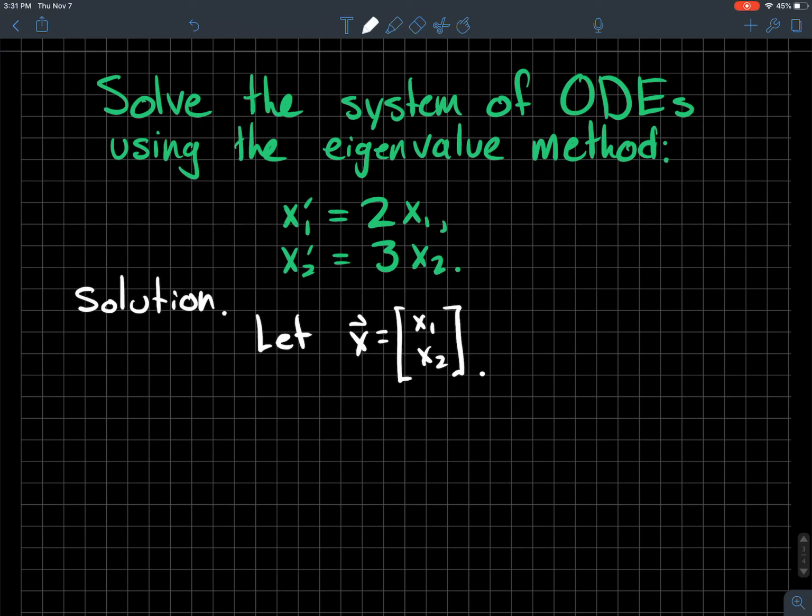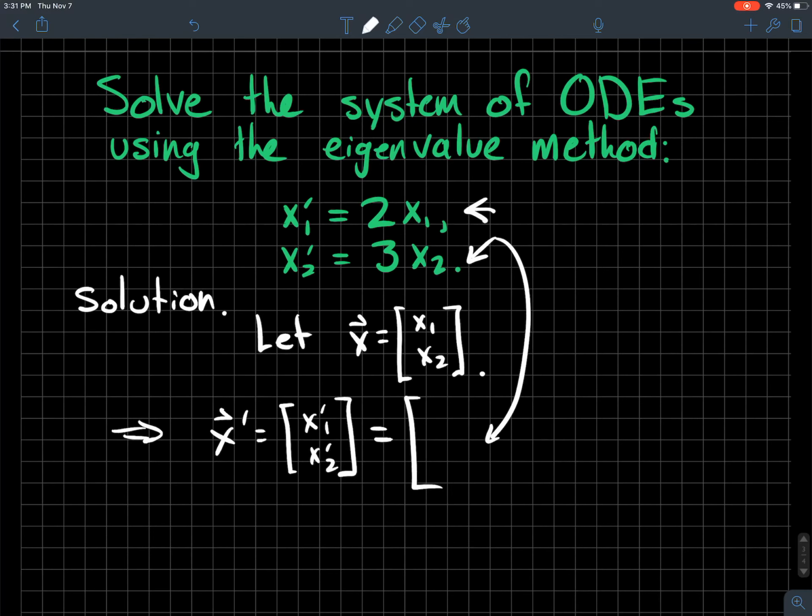And then we know that if you take the derivative of x, you're going to get the derivative of each component as so. You are then going to plug in these two values into here. And so you're going to get that this is 2 times x1, 3 times x2. Close it off. You then want to separate this into as many vectors as there are variables. So we have the variable x1, and then we also have the variable x2.